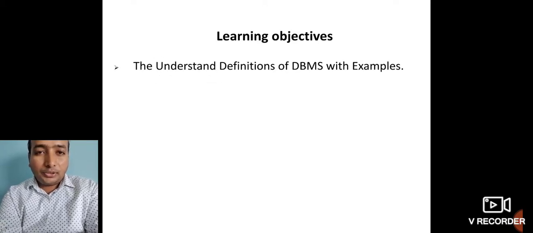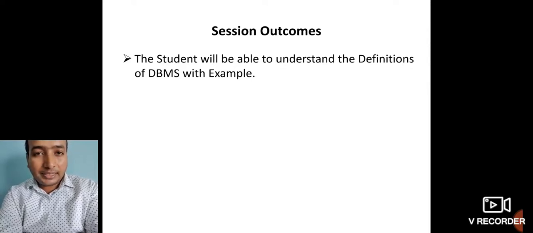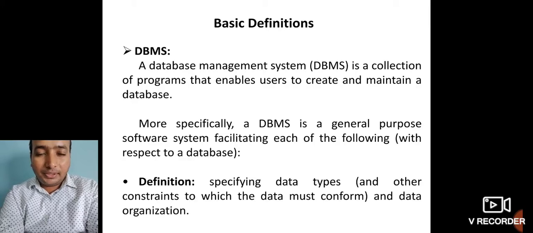The learning objectives of today's session are that the student will be able to understand the definition of a DBMS, and can easily understand an example pertaining to a database management system. The session outcome will be that a student will be able to understand what a DBMS is with an example of a university. So now let us understand the database management system, which is called DBMS in short.